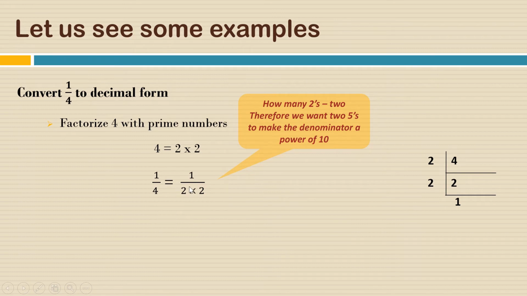1 by 4 equal to 1 by 2 into 2. How many 2's are there? 2. Therefore, we want 2 5's to make the denominator a power of 10. Multiply the numerator and the denominator by 5 into 5. We get 25 by 100 equal to 0.25.